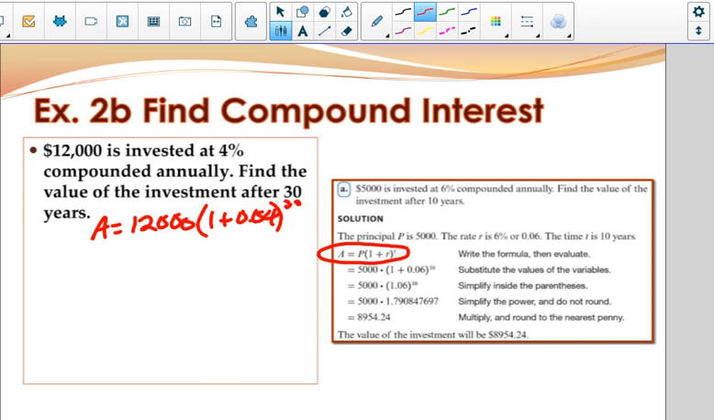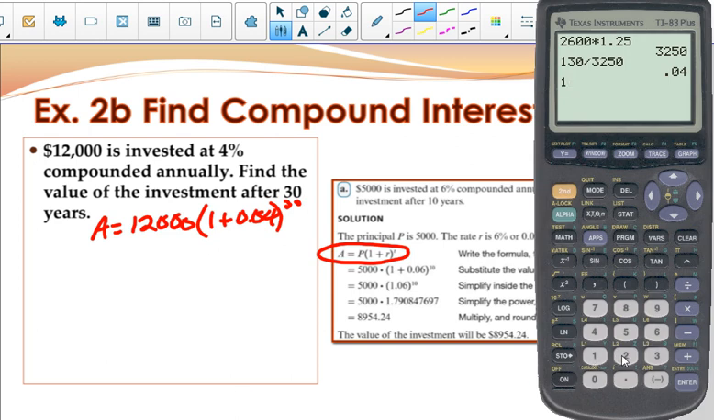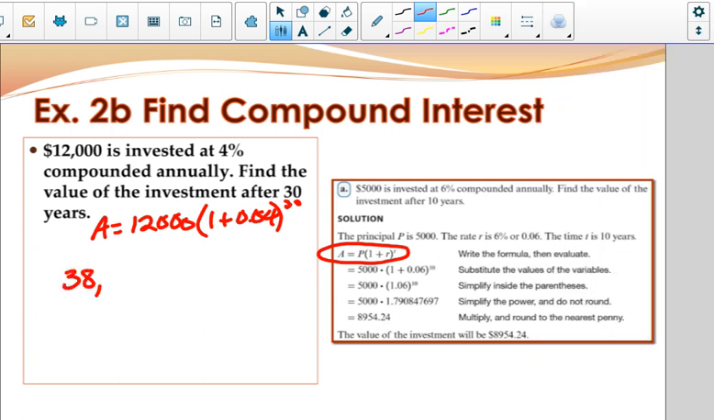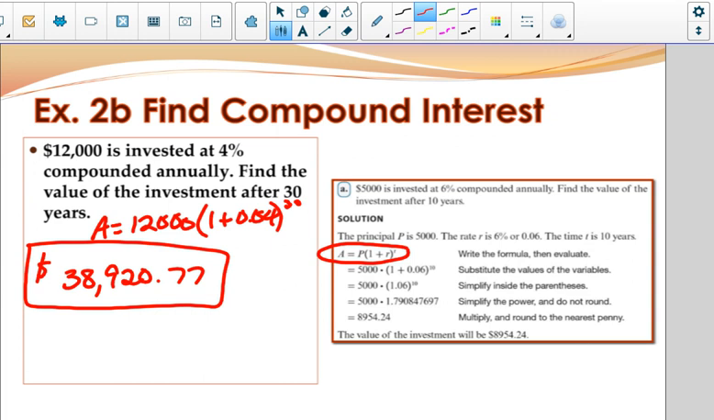I come to my calculator. I have my $12,000. I'm going to multiply that by 1.04, and I'm going to raise that to the 30th power, because that's for 30 years. That gives me $38,920.77. That's how much would be in your account after 30 years when you invest $12,000.